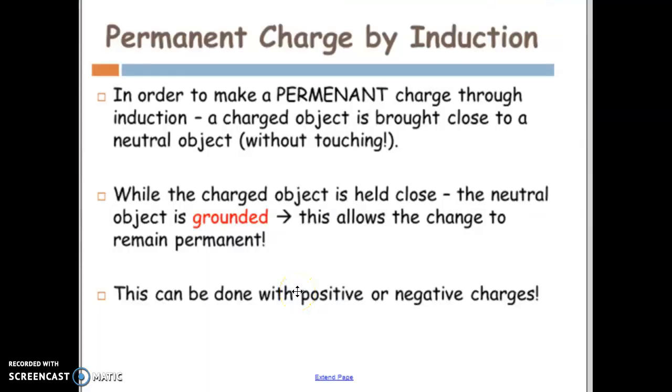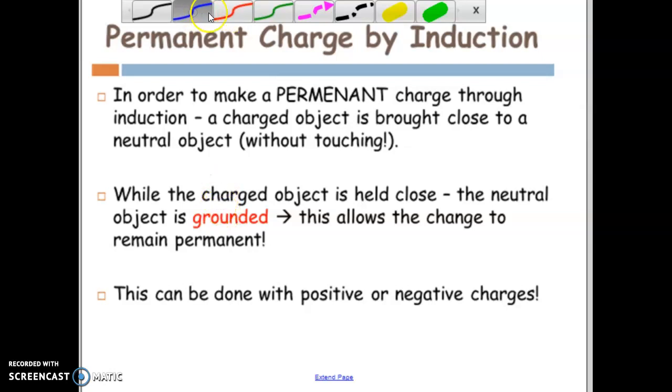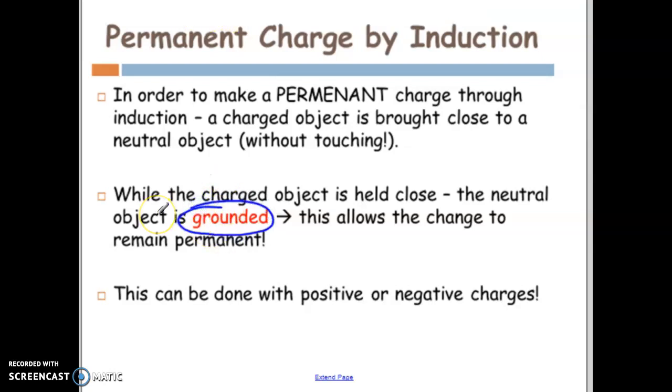Okay, so now let's take a look at what happens when we have a permanent charge with induction. Temporary just essentially means you bring a charged object close and then you take it away again. But there is a way to make a charge change permanent. To make a permanent charge, the only way to do so is to attach a ground. If you remember the symbol we use for grounding, it looks like this. It looks almost like an arrow pointing into the ground.